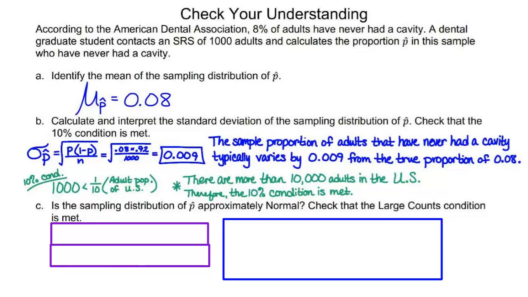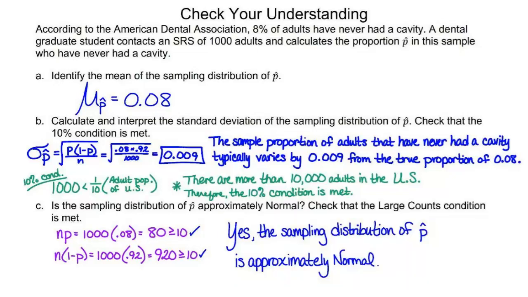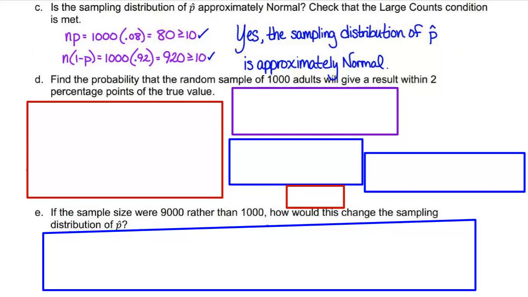Is the sampling distribution of p hat approximately normal? Yes. We check n times p, that comes out to be 80, that's greater than or equal to 10. n times 1 minus p is 920, so it's definitely greater than or equal to 10. So the sampling distribution of p hat is approximately normal. I'm going to pop that up a little higher on the screen.